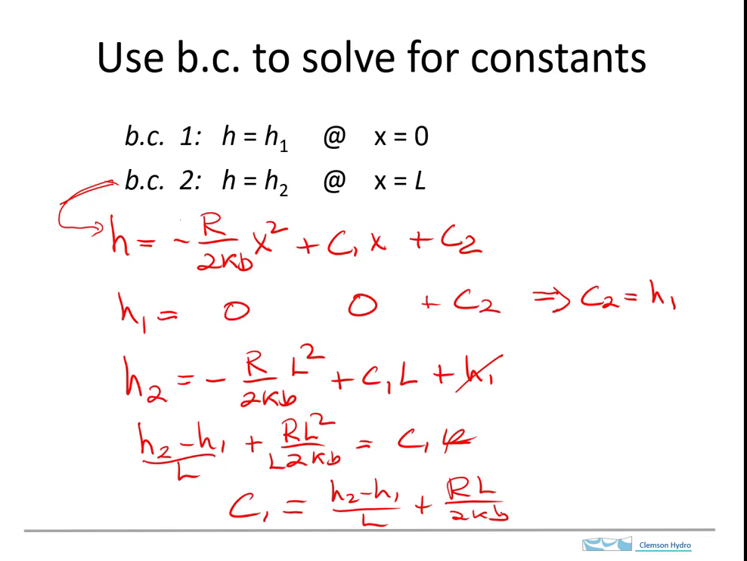Okay, so let's just check the units on that. The units of this one are dimensionless, and the units of R and K are the same, so they cancel, and L and B are the same, so that's dimensionless. So that looks okay. And then we can substitute in C1 in there, and that'll give us the result.